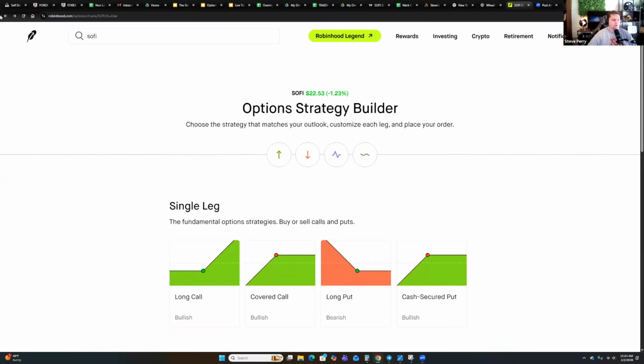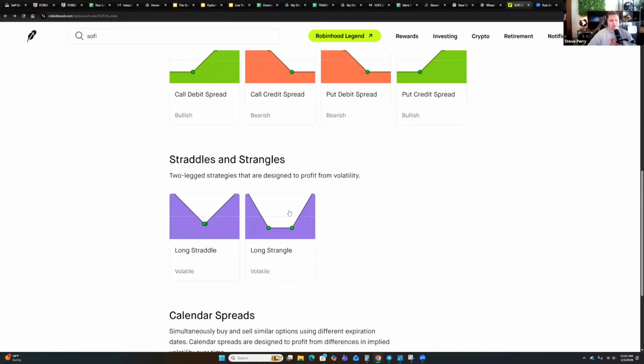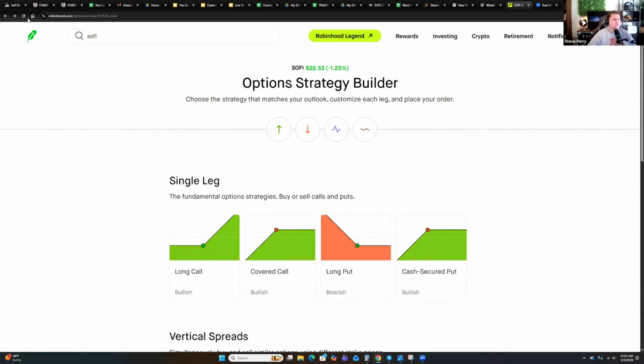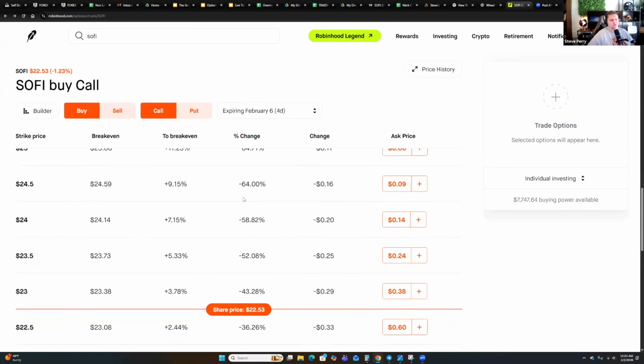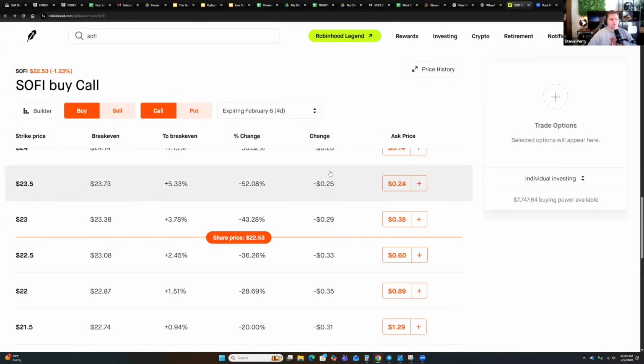Now, if you don't want to use the builder, this is for people who are brand new, which is kind of nice. You'll graduate from this pretty quickly once you learn how to build your own options. You might just build them without using the builder.